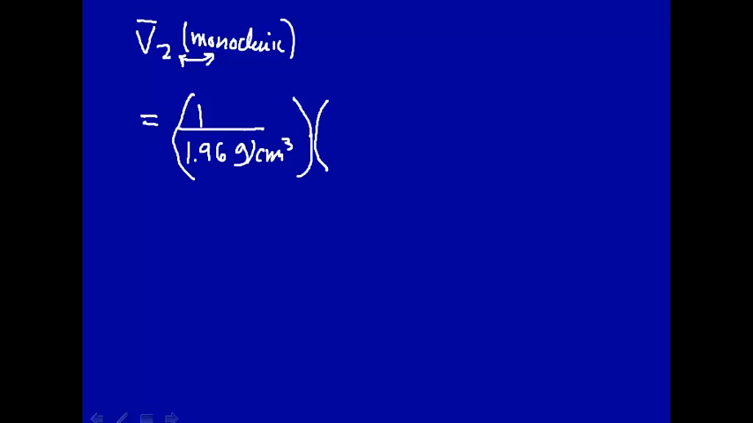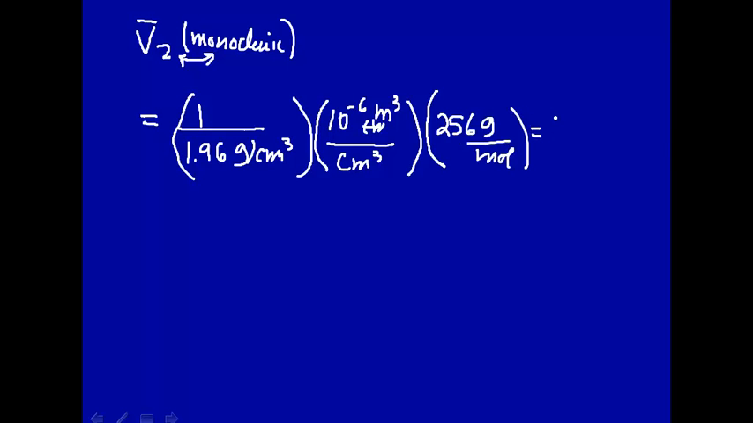And let's convert that to SI units. So let's multiply this by 10 to the minus 6 meter cubed per centimeter cubed. It'll be clear later on why we want SI units. And now we have to convert the grams of sulfur to moles of sulfur. S8 is 256 gram per mole. So this comes out to be 1.31 times 10 to the minus 4 meter cubed per mole. That's the partial molar volume of the monoclinic phase.